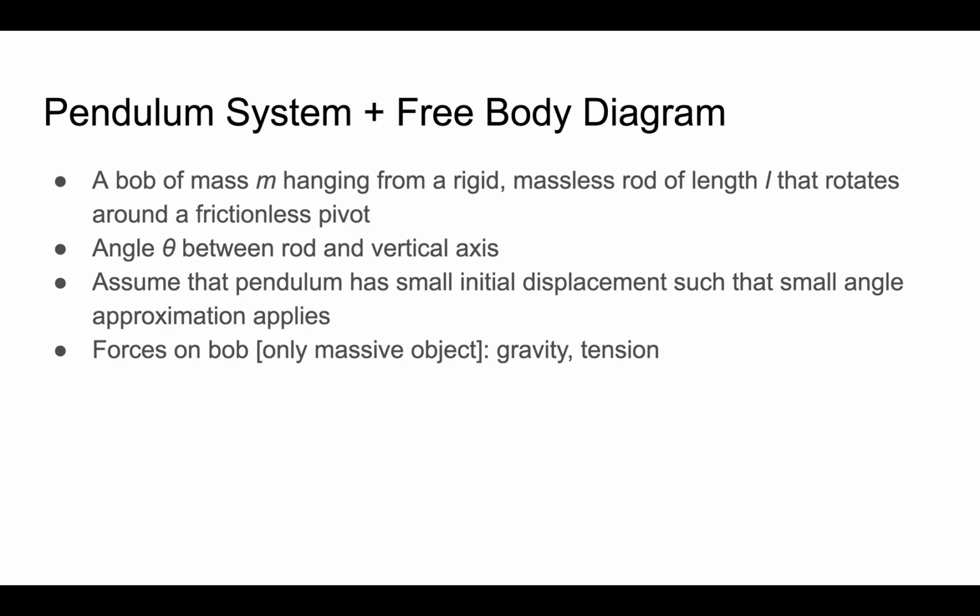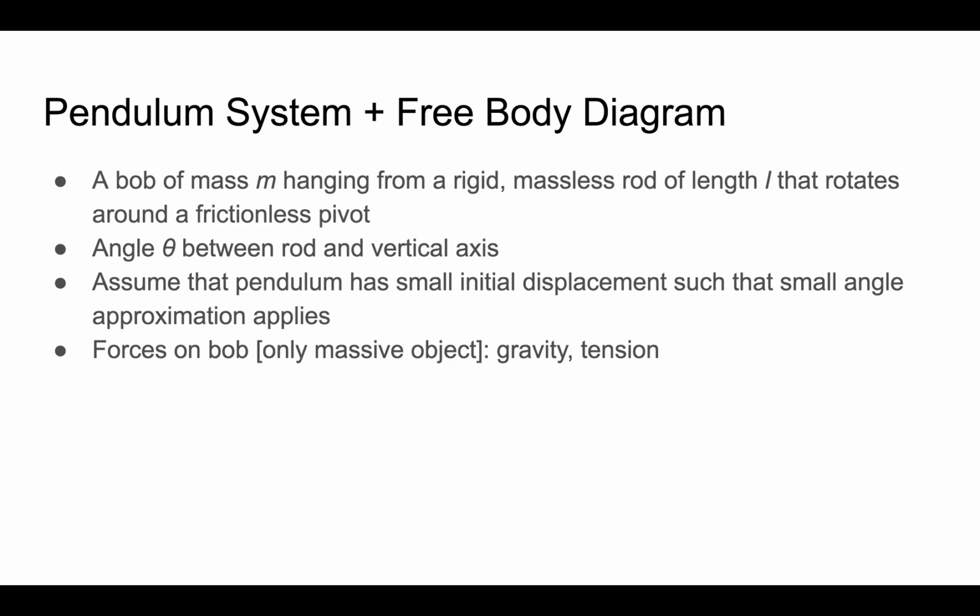And we define an angle theta between the rod and the vertical axis. So if the rod is hanging straight down, then theta is 0, and if the rod is pointing all the way out to the right, then there's an angle of pi over 2. And we assume that the small angle approximation is valid and that we can cut off all terms in the Taylor expansion after the theta term.